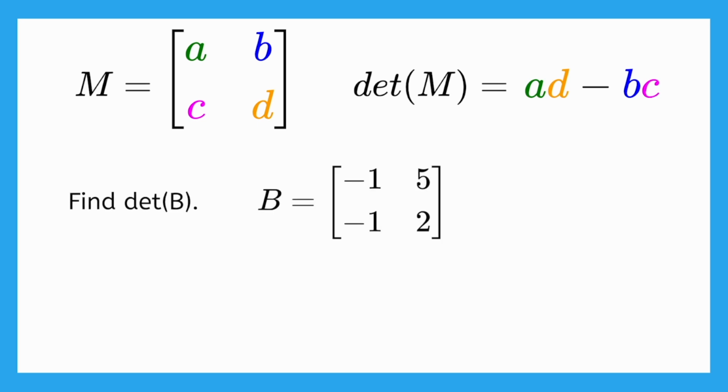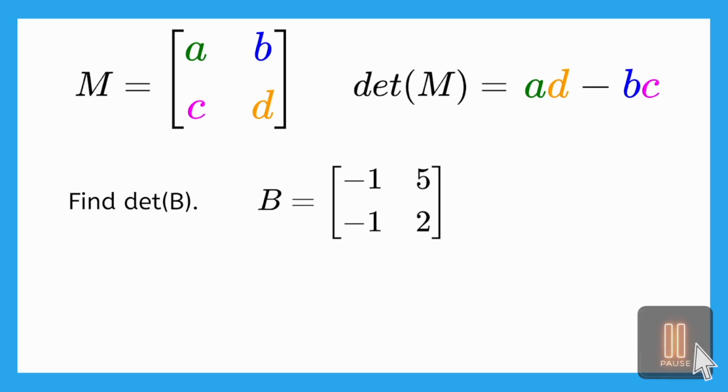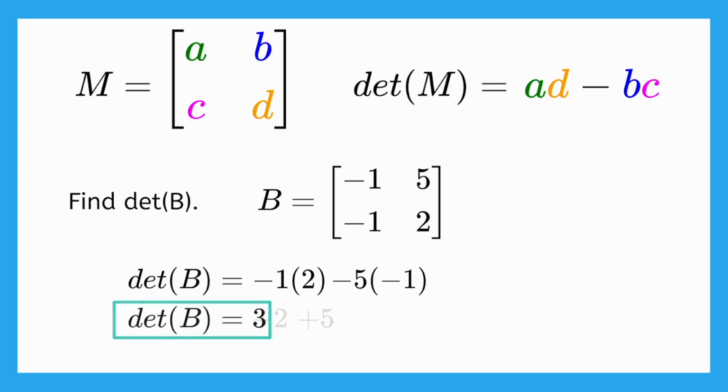Give this a try on your own. Pause the video and find the determinant of matrix B. The determinant of B is calculated by negative 1 times 2 minus 5 times negative 1, which is really negative 2 minus negative 5, or negative 2 plus 5, resulting in 3. So the determinant of B equals 3. Is that what you have?